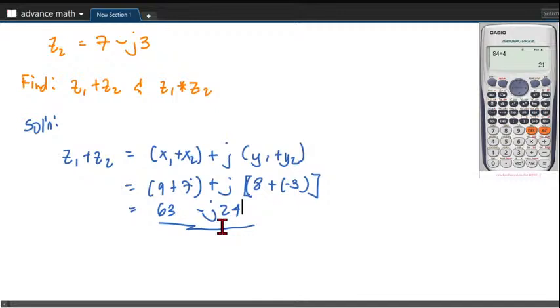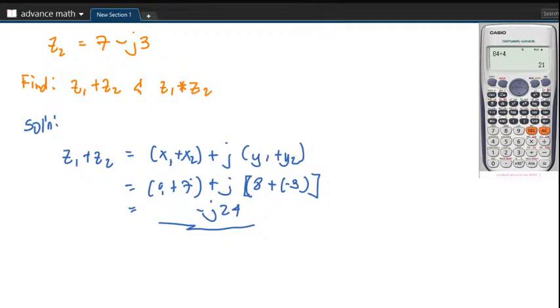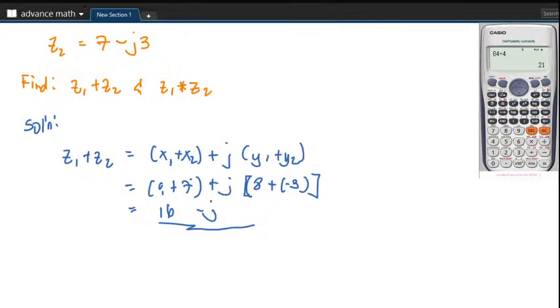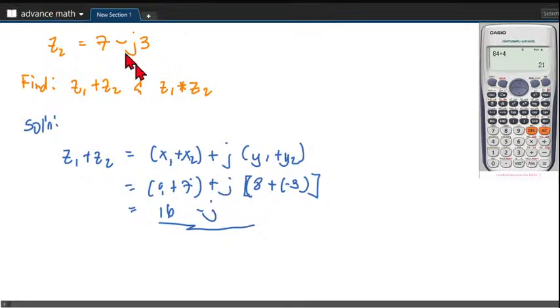So we have 9 plus 7. So 9 plus 7, that is equal to 16. So this is equal to 16. And this is equal to 8 minus 3. So this is equal to 5. This is equal to 5, and that is now our answer.